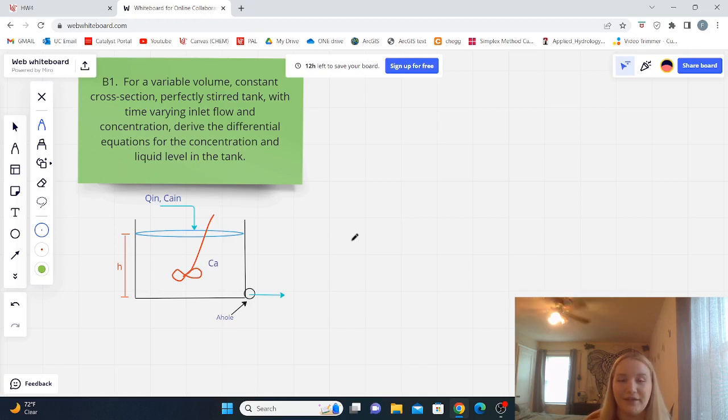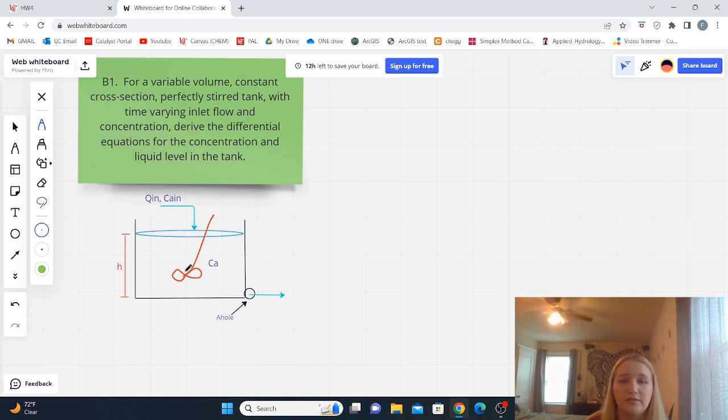Hi, so in this video, I'm going to be deriving the differential equations for the concentration and liquid level in a tank with a variable volume, constant cross-section, perfectly stirred tank with time-varying inlet flow and concentration. So I have our tank here.